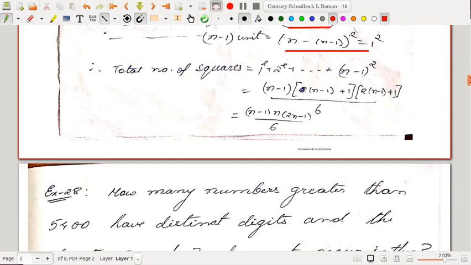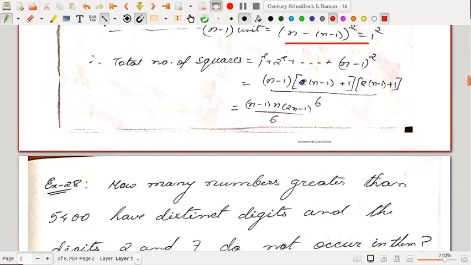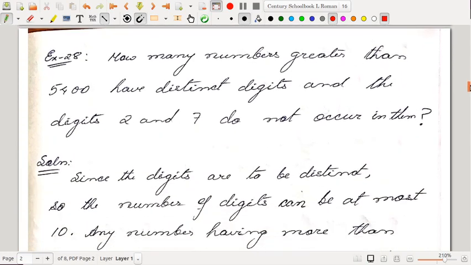So the total number of squares will be 1 square plus 2 square plus 3 square up to n minus 1 square. That is n minus 1 into n into twice n minus 1, divided by 6. Okay, so this was the problem.